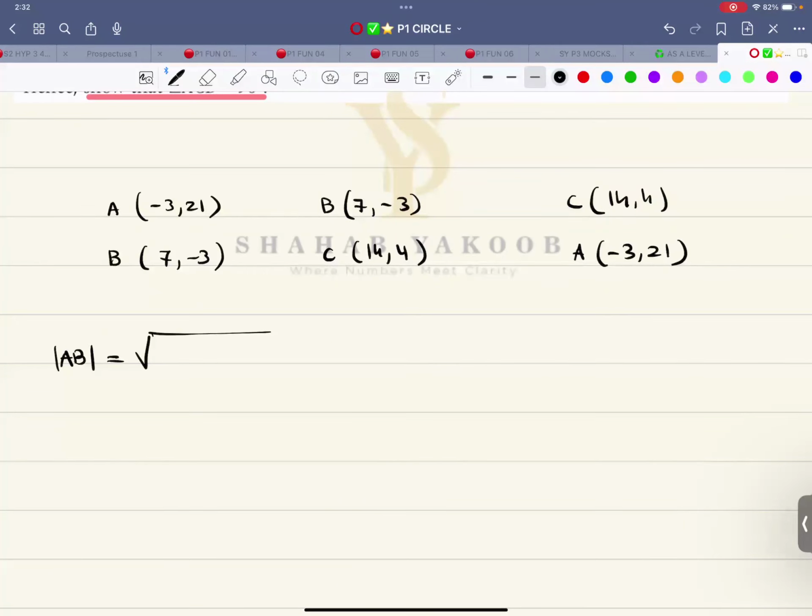Negative 3, negative 7 is negative 10 whole square. 21 minus minus 3, that is 24 square. Leave it as it is for right now. Grab your calculators so that you can give me the answers. BC magnitude, leave the answer in square root form.